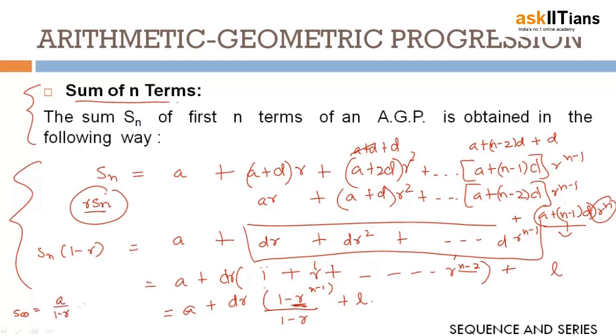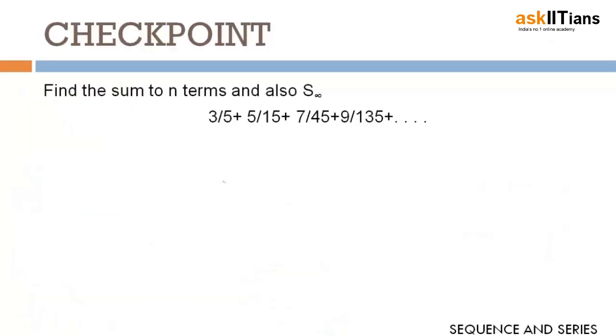So this will be a upon 1 minus r plus dr over (1 minus r) whole square. It is clearly evident that the 1 minus r multiplies in the denominator to give this, and we get this term when we simplify. Let us have a look at the question, and this concept will become clearer. Let us first write the series and see what kind of AGP it is.